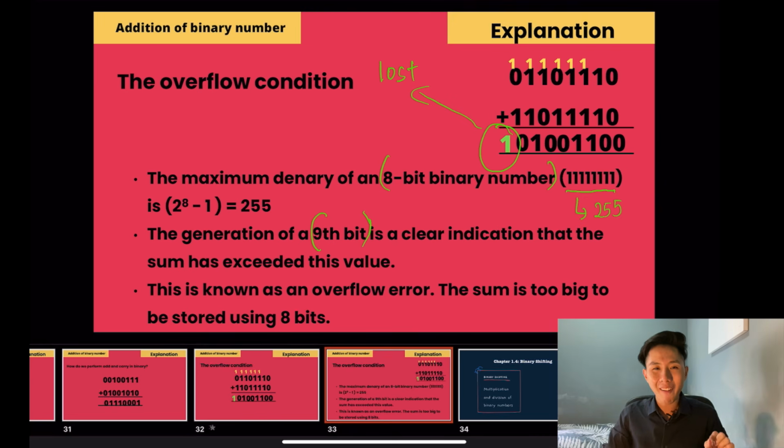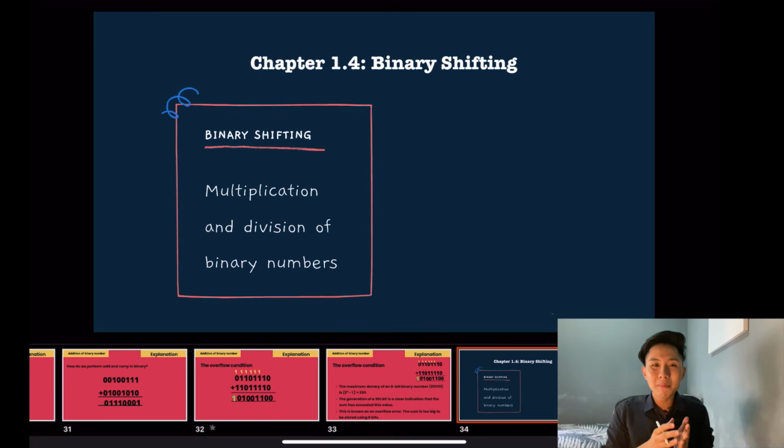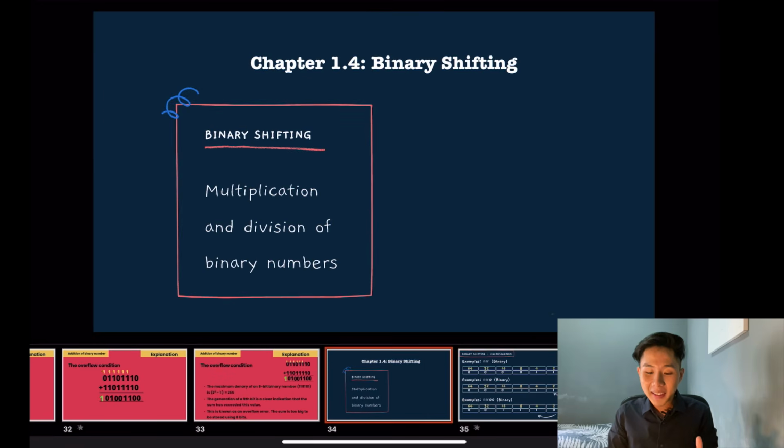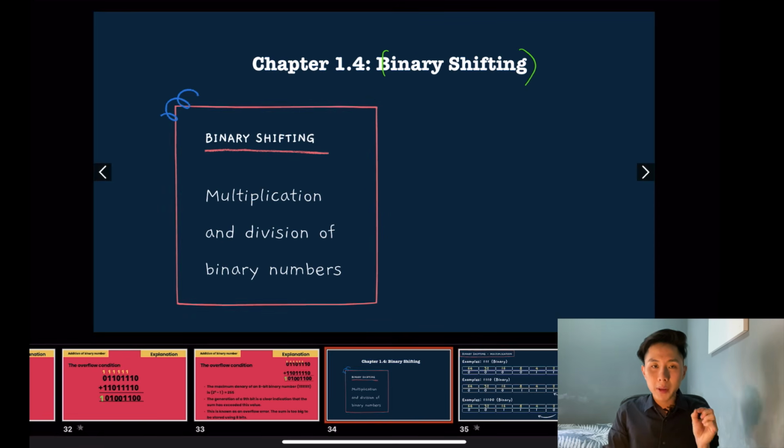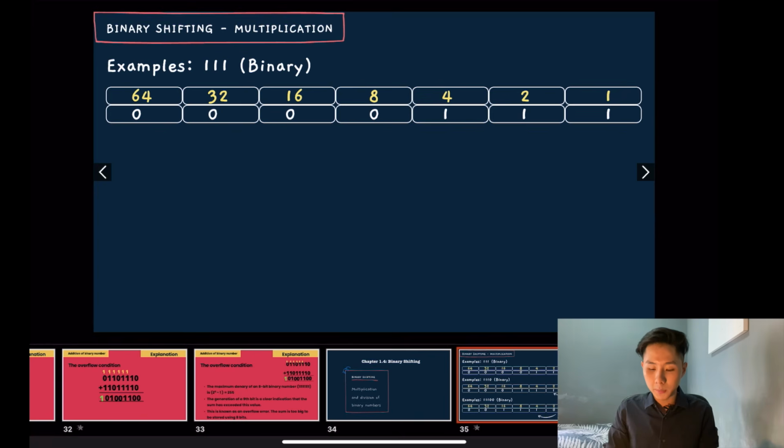So having learned about how to add binary numbers, now we'll move on to how we multiply and divide binary numbers. Think about it, it's necessary. There is a multiply and divide functionality in your computer, right? So let's learn how we do this. The method that we use to multiply and divide binary numbers is called binary shifting. In essence, we are basically shifting the binary numbers. So let me give you an example here.